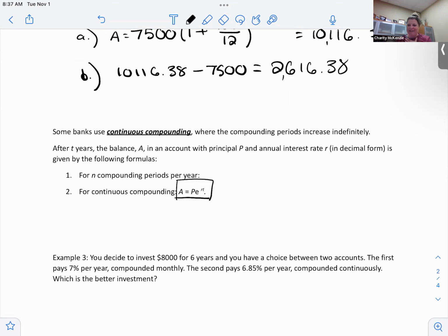Sorry, that was me yawning. Most of what you're going to do is compound monthly, yearly, daily, weekly, whatever else. Quarterly is a big one. But let's go ahead and figure this out. After t years, the balance A in an account with principal P is given by the following. Oh, this is just the formula.